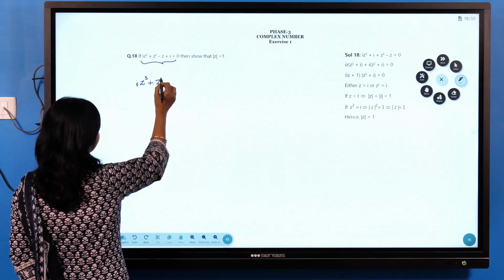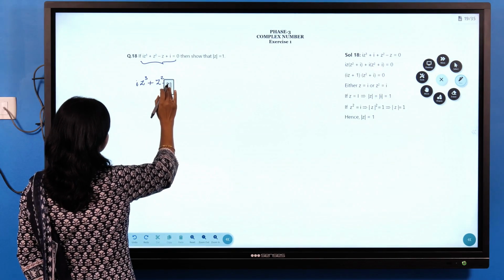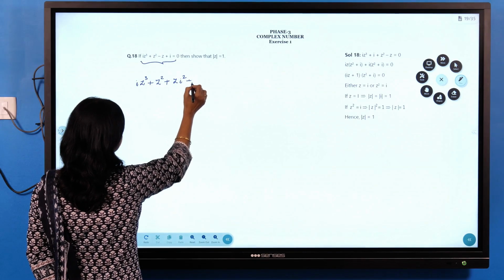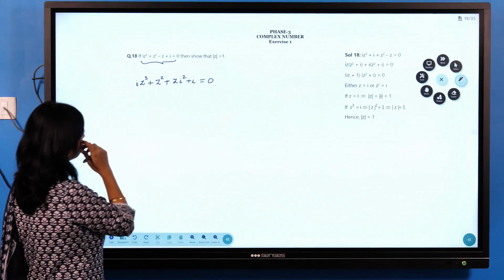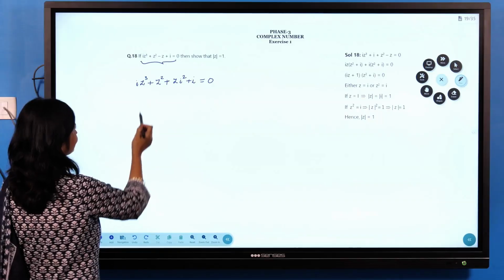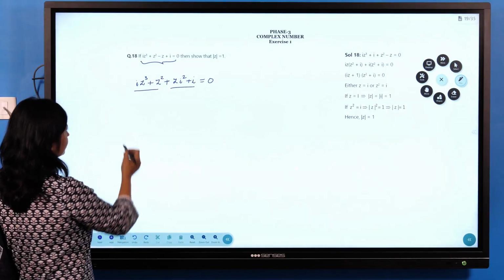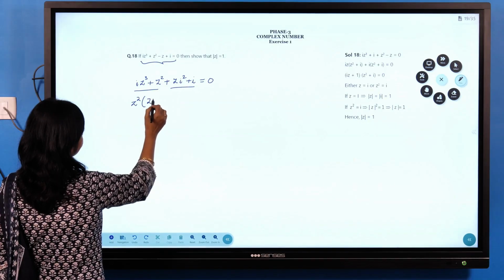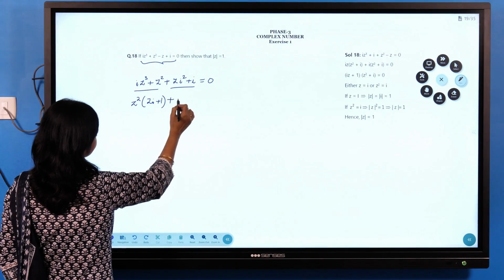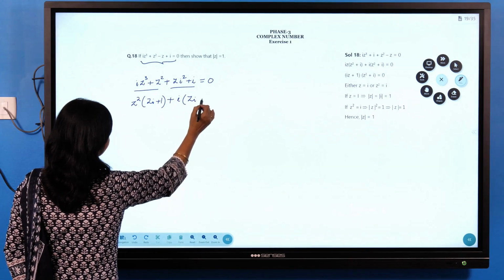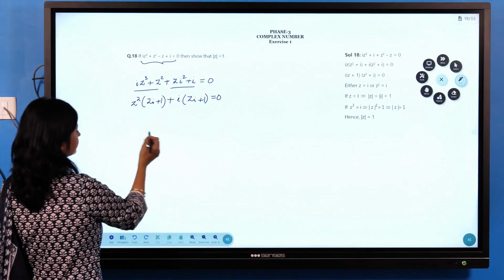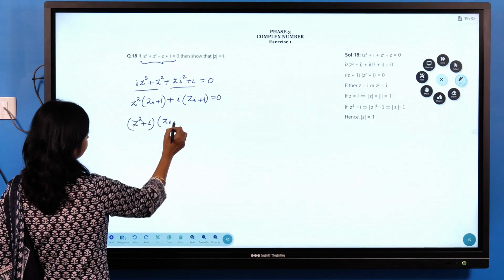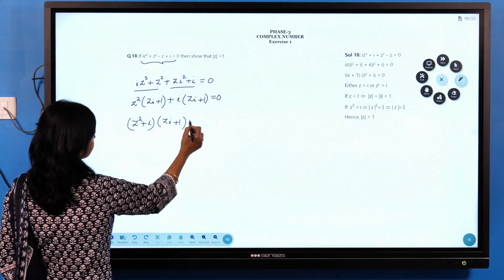So I am replacing -1 with i squared, so Z i squared plus i is equal to 0. Now, I think that's making it much easier to see. So we will take a Z squared common here, so Zi plus 1. And again, we take just i common, so Zi plus 1 is equal to 0. So we get our two factors, Z squared plus i and Zi plus 1 is equal to 0.